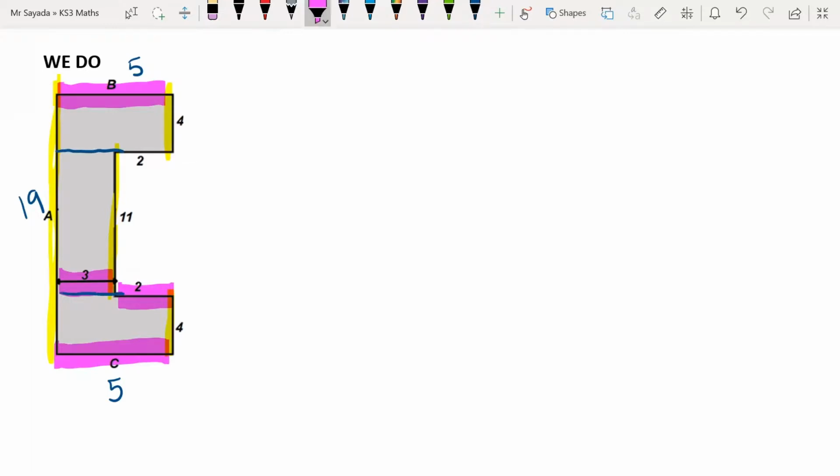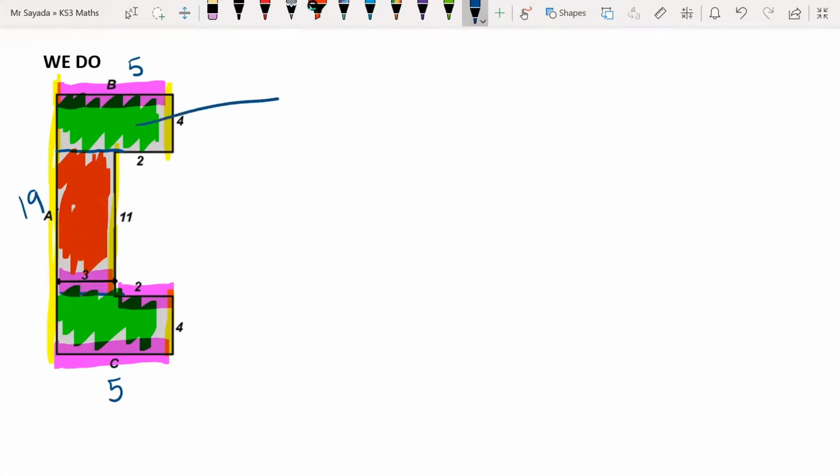I'm going to have a rectangle at the top, which I'm going to color in green. I'm going to have a rectangle on the bottom, which I'm also going to color in green. And I'm going to have a rectangle in the middle, which I'm going to color in red. And I'm going to work out the area of each of those rectangles individually. So what's the area of this green rectangle here? Work it out and say your answer to the video.